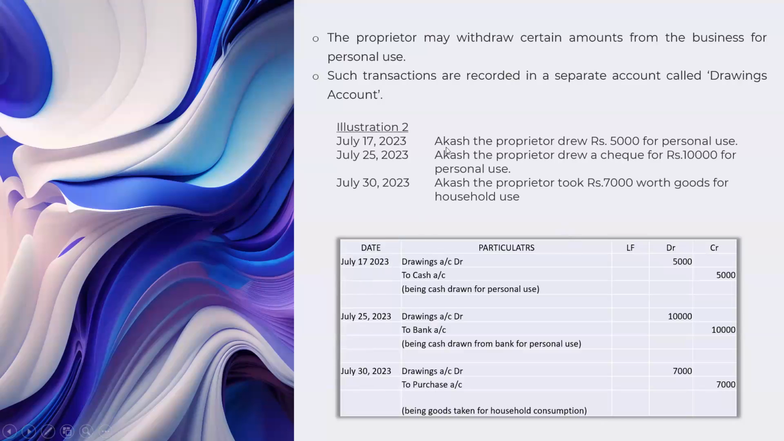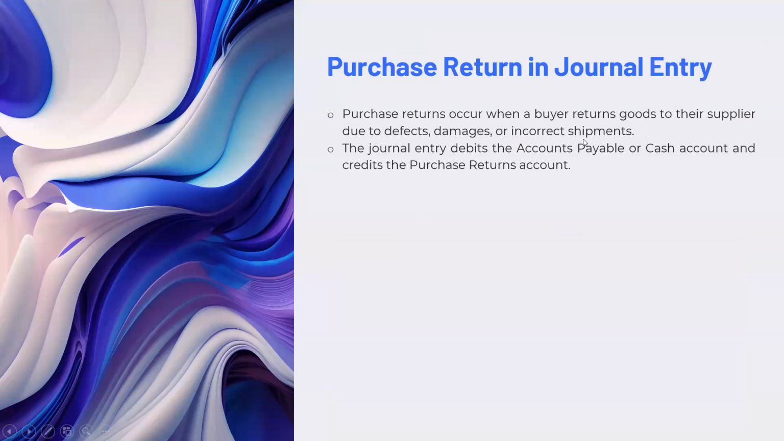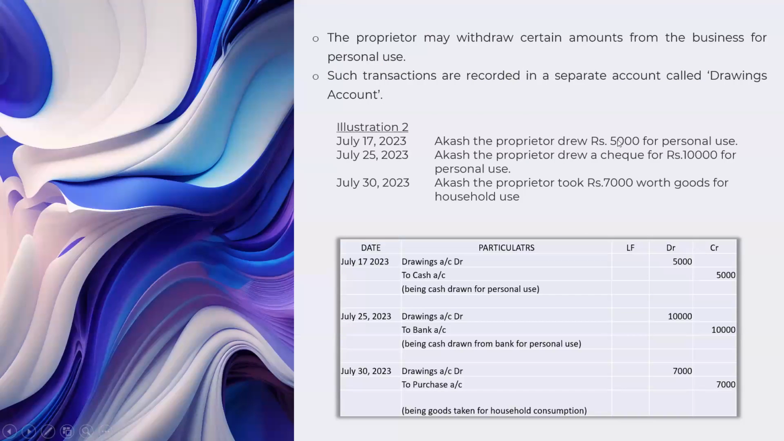So take the first example. He has withdrawn 5,000. It is drawings account debtor to cash account, because drawings means that's where the money has gone, to cash account. Clear? So 5,000, 5,000. The narration being cash drawn for personal use. Okay, here, within the narration, you can clearly explain why this type of transaction has taken place.